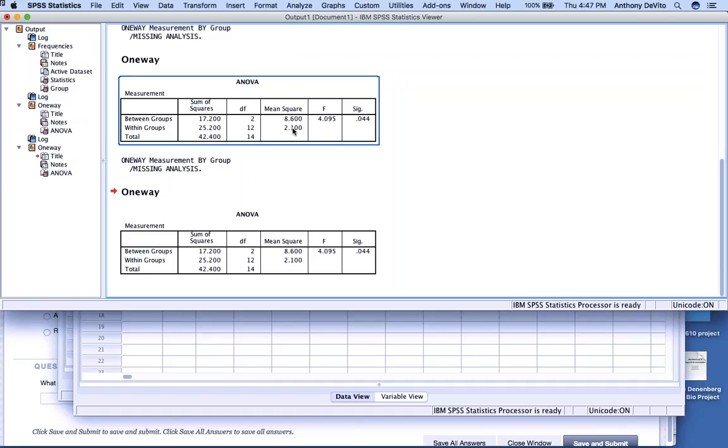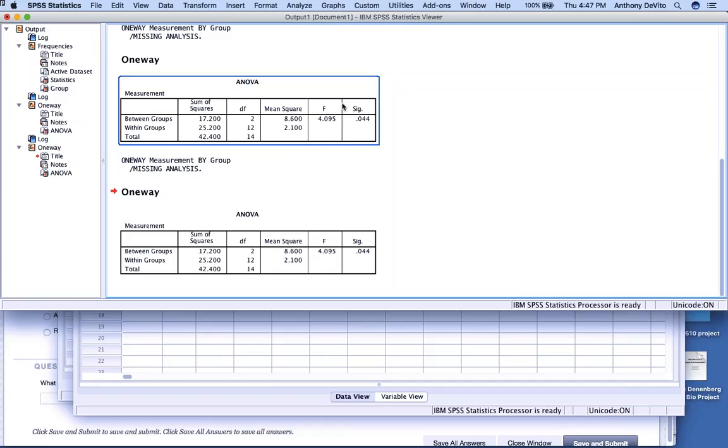The further apart the means are, the bigger the number on top is. The more variability there is, the bigger the number on the bottom is, which makes the F statistic smaller, right? So you want a big number on top and a small number on the bottom. You want the means far apart, and you want the variability tight within each group. So that comes out to 4.095. Now, that's the answer you would get if you did it manually.